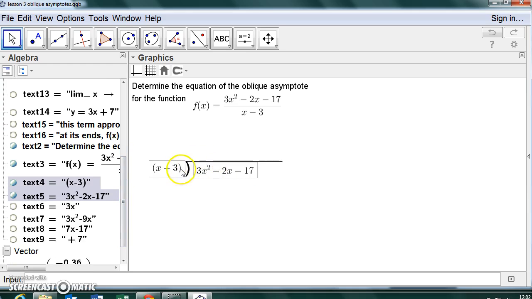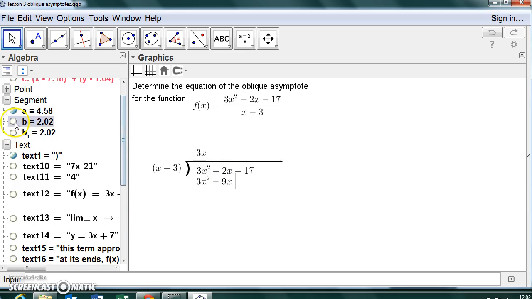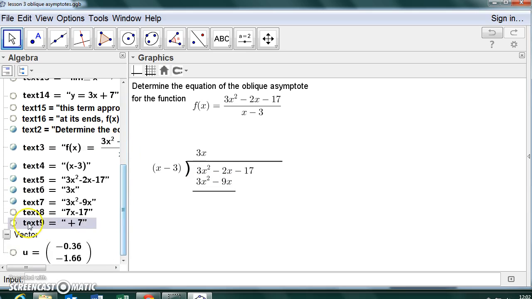When I go to divide this, I look at how many times x goes into 3x squared. I know that's 3x, so I multiply this 3x by the binomial to get 3x squared minus 9x underneath. We do a quick subtraction to get 7x, because negative 2 take away 9 is positive 7, and then the 17 drops down just like normal division. I know a plus 7 is needed here to get the right coefficient, so I put plus 7 times x minus 3.